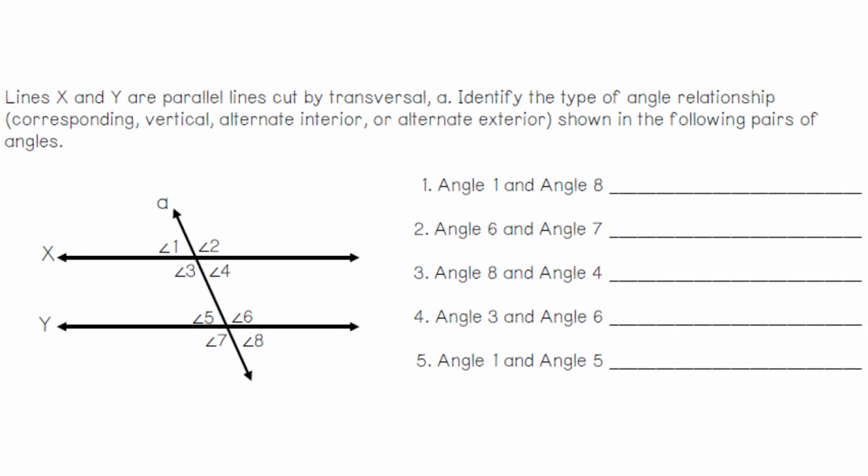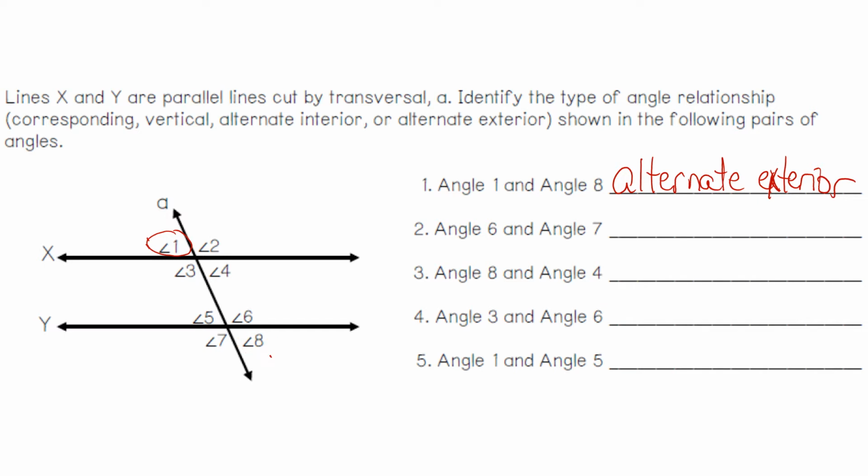So you need to think about where 1 and 8 are located. So we are here and right here. They're both on the outside of the parallel lines, which is the exterior, and they are on alternating sides of the transversal. So these are alternate exterior. Alternate exterior, that does mean those are congruent.